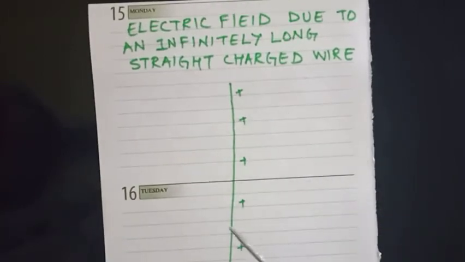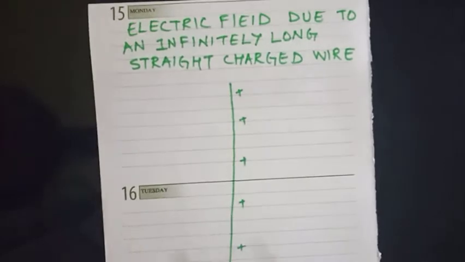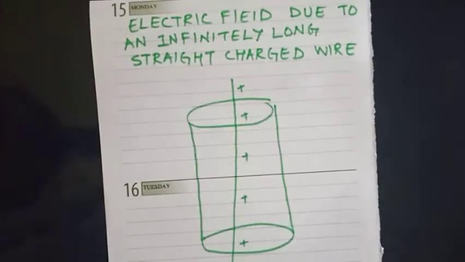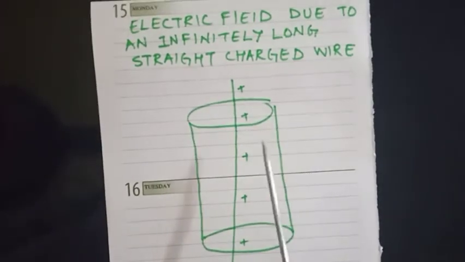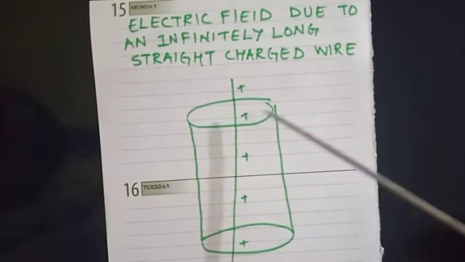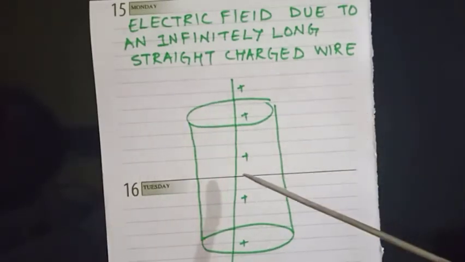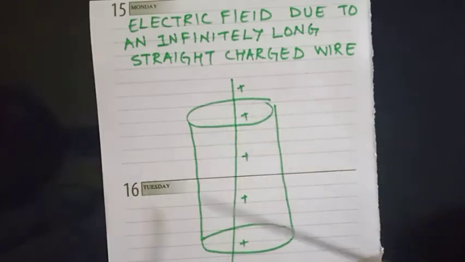So in order to find the electric field, we consider a cylindrical Gaussian surface around this charged conductor. So here I have considered a cylindrical Gaussian surface around this conductor, and R is the radius of the cylinder and L is the length of the cylinder. So now we use Gauss law to find the electric field due to this infinitely long charged conductor.